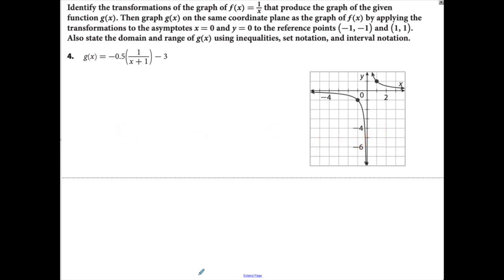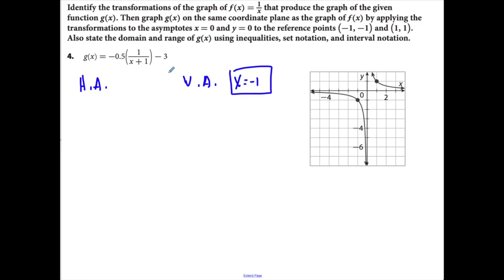Okay, so here we go. I'm going to start by trying to make sense of what we got going on here. The first thing I'm going to do is find my horizontal asymptote and my vertical asymptote. The first thing I notice is that the vertical asymptote is going to be x equals negative 1. I know that because when I plug in negative 1, I get 0 in that denominator, and that's going to make my g of x undefined, right? So that's a pretty good sign that the graph is going to be dancing around that negative 1.